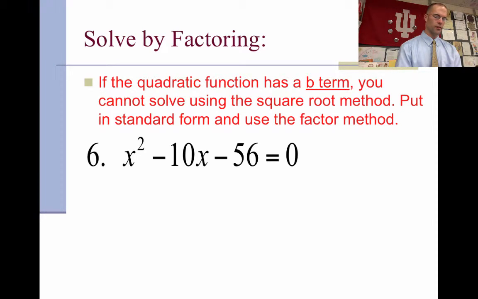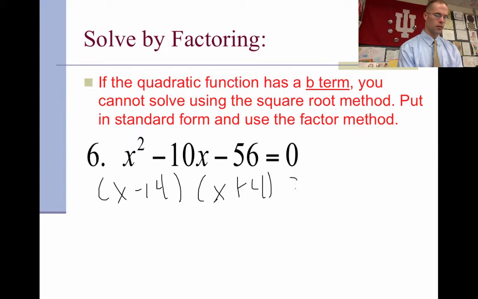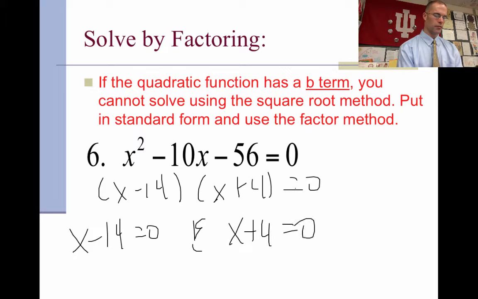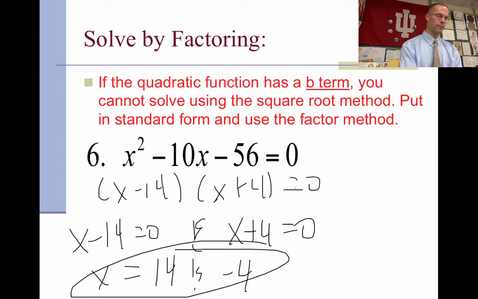So we take a look here, we want to factor. When I factor this, it's going to give me x minus 14, and this is going to be x plus 4. Set them equal to 0. So you've got x minus 14 equals 0, and x plus 4 equals 0. So here we're going to get two answers, positive 14 and negative 4.